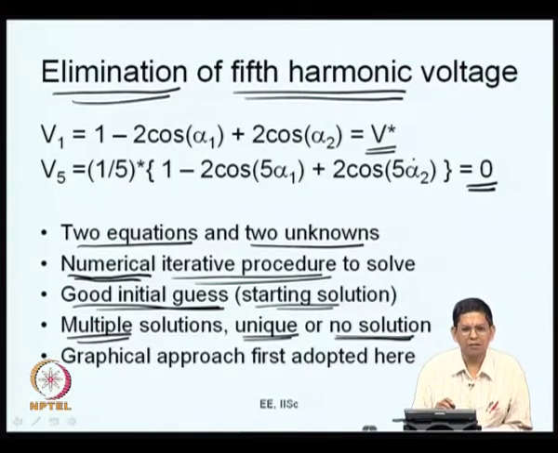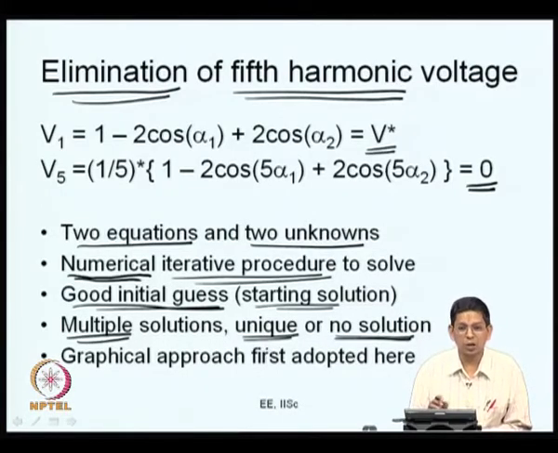In a square wave, the fifth harmonic cannot be eliminated. See, a square wave is a square wave, it has a fifth harmonic whose amplitude is 1/5 of the fundamental voltage. So, it is not eliminated, you are not switching at all. So, how can you eliminate the fifth harmonic voltage? So, when V star is equal to 1 or V star is something close to 1 like 0.99 or 0.98, you should expect that there could be no solutions at all to this problem. In fact, there are no solutions to the problem.